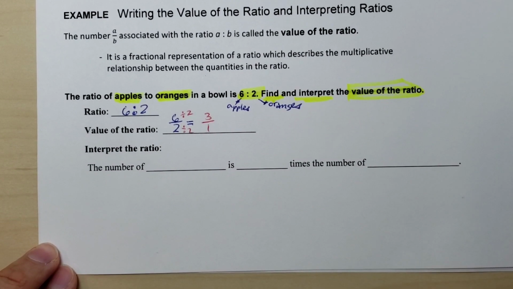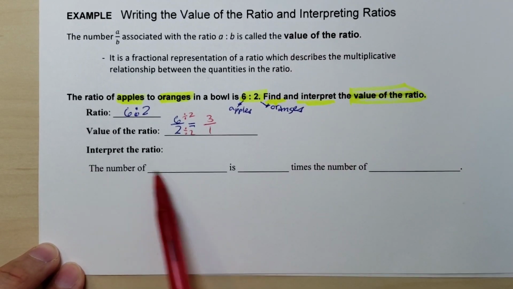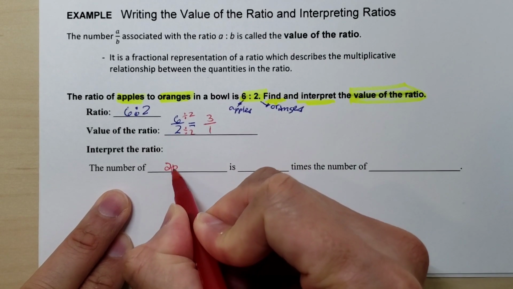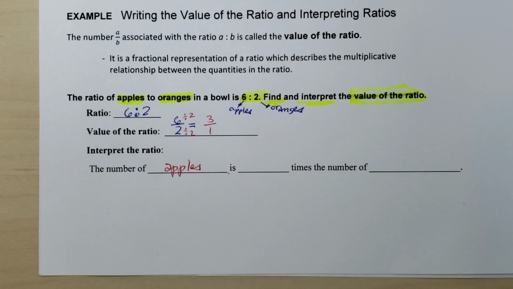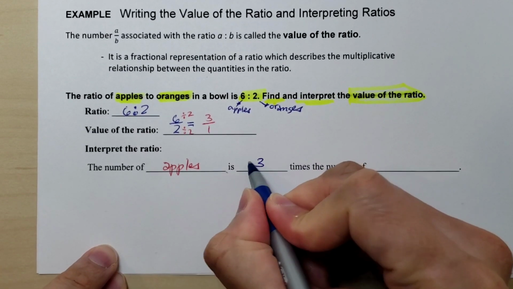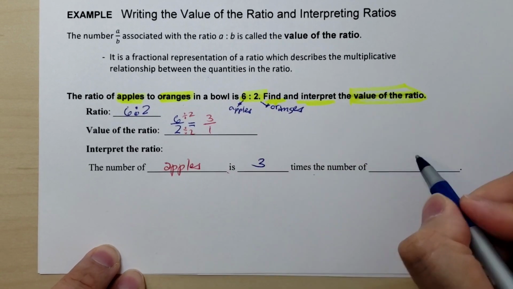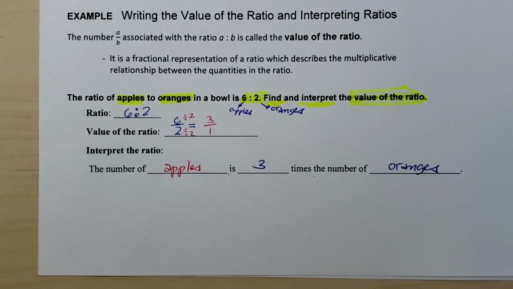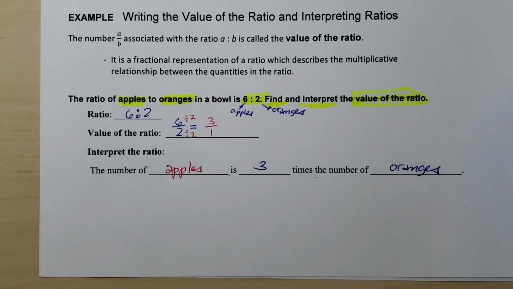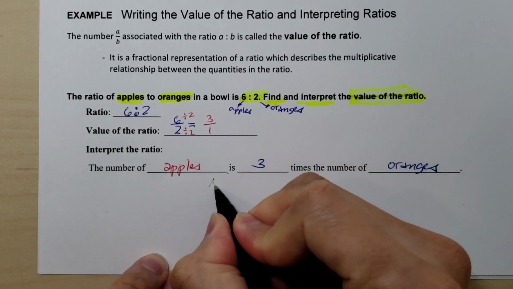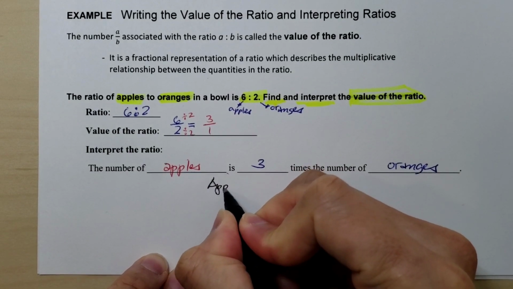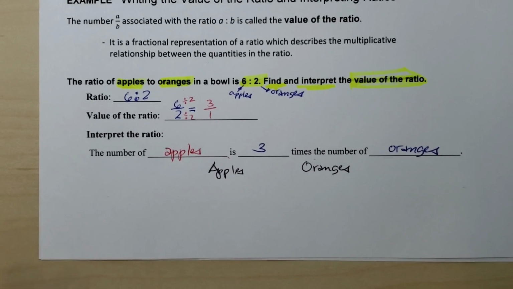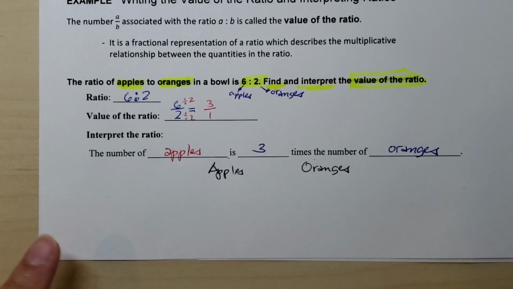Now, how do we apply that in the statement below, interpreting the ratio? The number of apples is 3 times the number of oranges. So what does that mean? If I were to make a comparison of apples to oranges, do we have more apples or oranges based on this statement? Yes, we do have more apples.